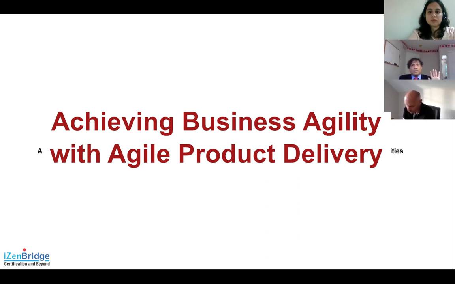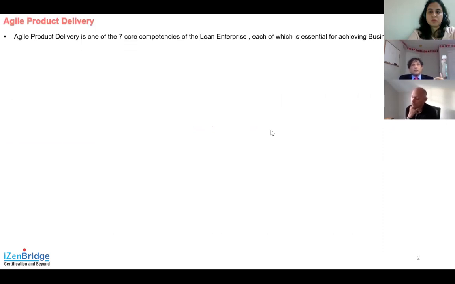With that, we'll spend a little time trying to understand what Agile Product Delivery is. First and foremost, it's one of the 7 core competencies of the lean enterprise, and each of these competencies is required for you to achieve business agility. I'm not going to get into all 7 competencies here, because the focus of this 10-minute session is just Agile Product Delivery.